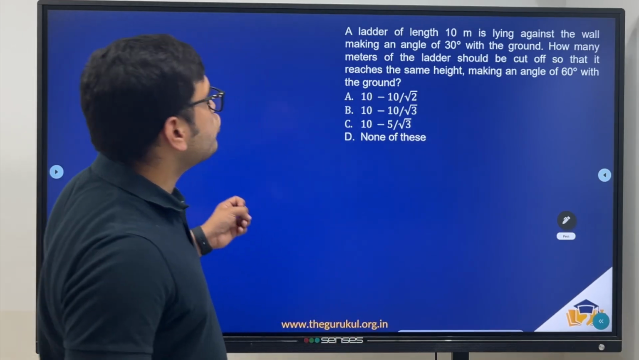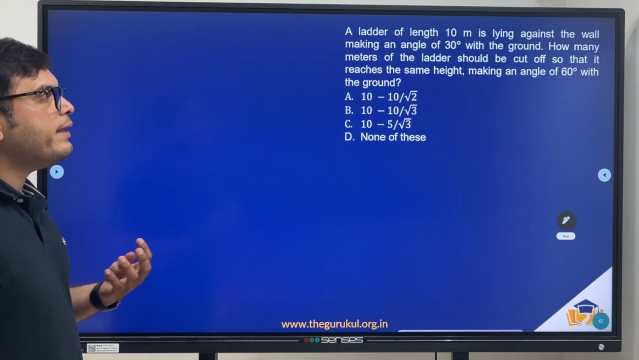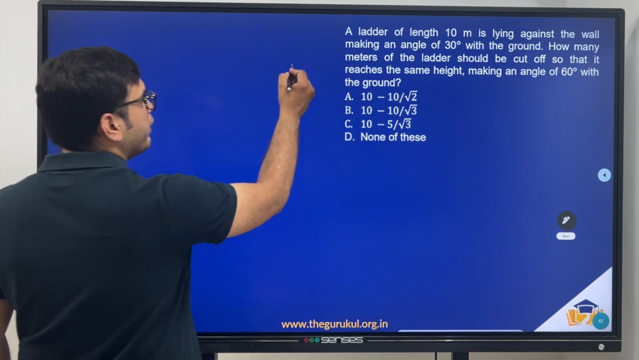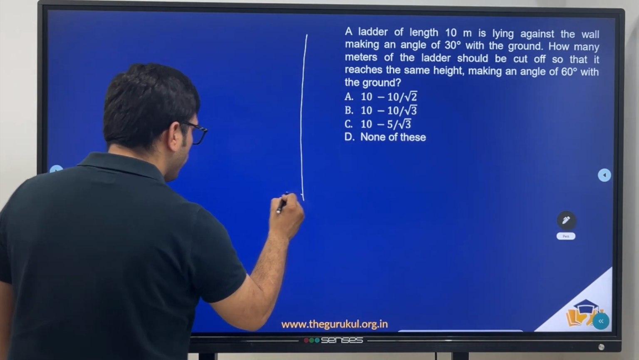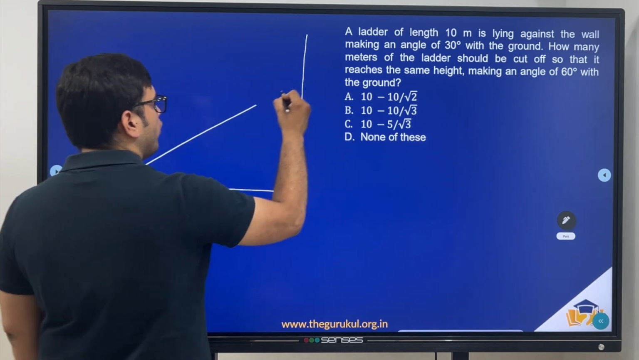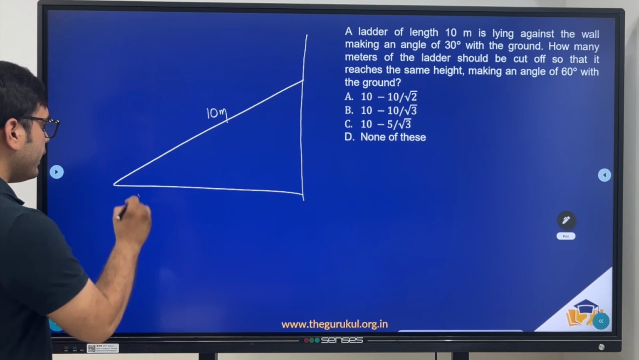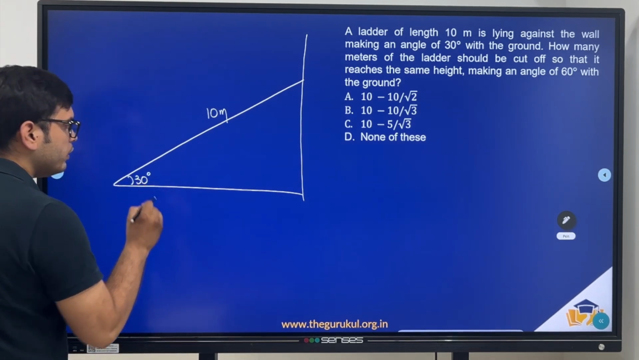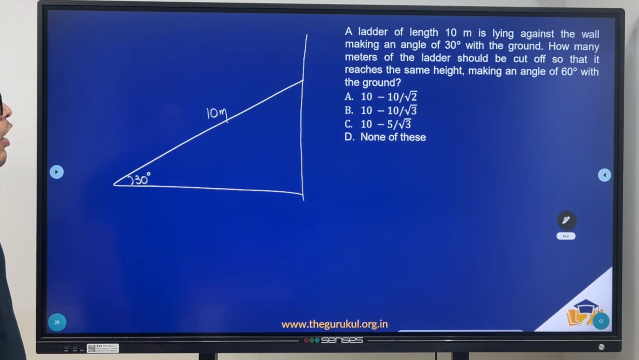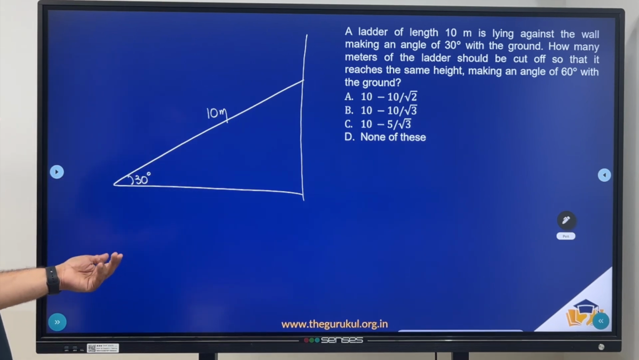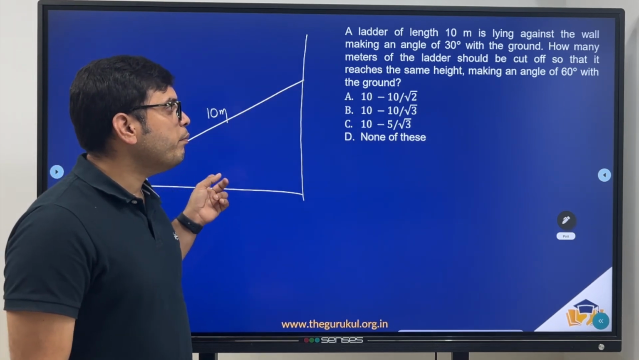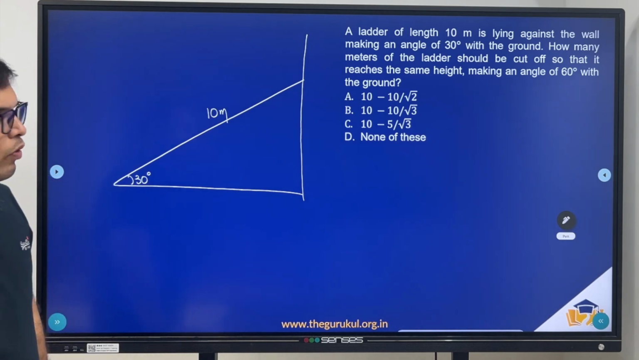Now coming to the second question: a ladder of length 10 meters is lying against the wall, making an angle of 30 degrees with the ground. So we have the wall here, the ground, and a ladder of length 10 meters making an angle of 30 degrees with the ground. How many meters of the ladder should be cut off so that it reaches the same height, making an angle of 60 degrees with the ground?